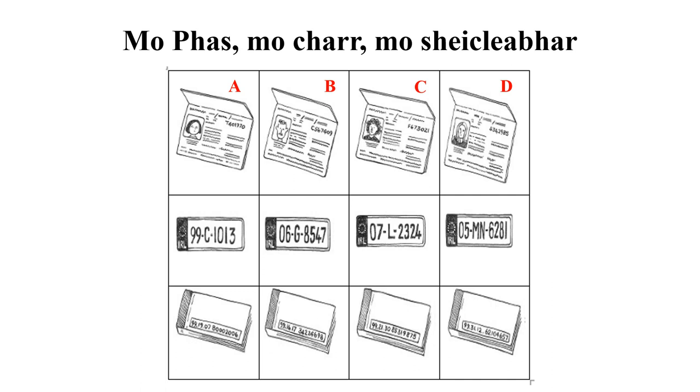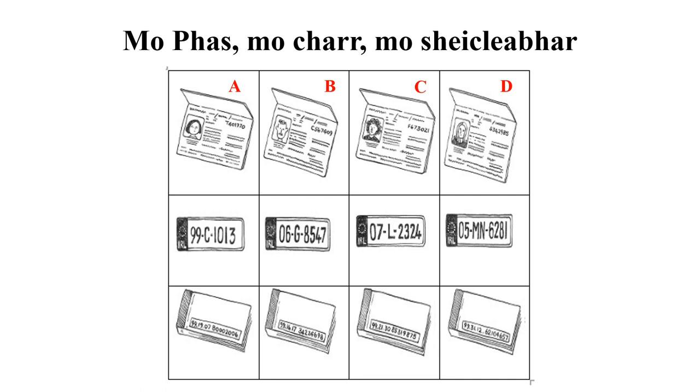Má phas, má charr, má sheicleabhar. My passport, my car, my checkbook. For this activity, you'll need handout page 20, leathanach a fiche. So here we have pictures of passports, car registrations, and checkbook numbers.